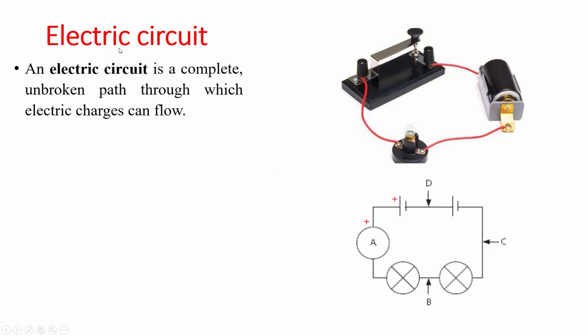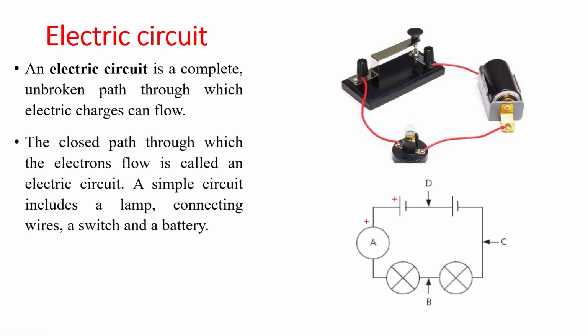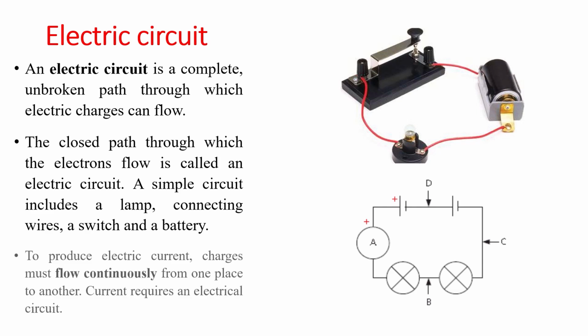So let's begin: what is an electrical circuit? An electrical circuit is a complete unbroken path through which electrical charges can flow. We can also define it as a closed path through which electrons flow. A simple circuit includes a lamp, connecting wires, a switch, and a battery. To produce electrical current, charges must flow continuously from one place to another. Current requires an electrical circuit.